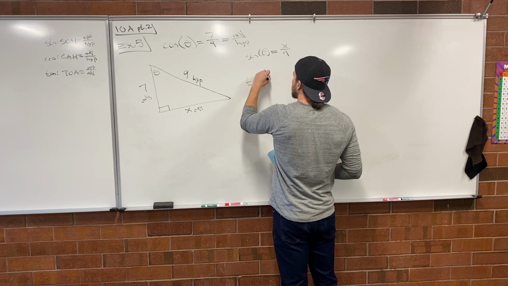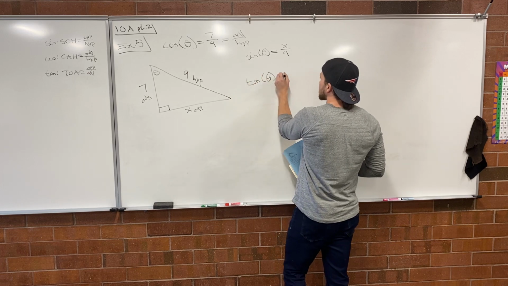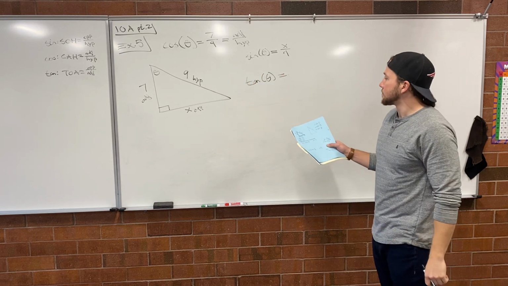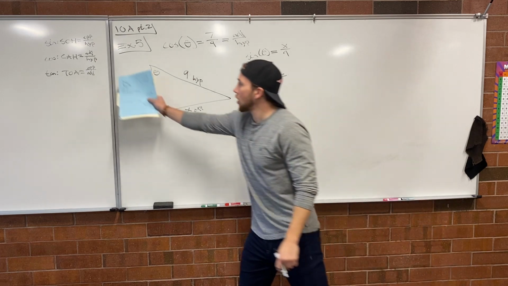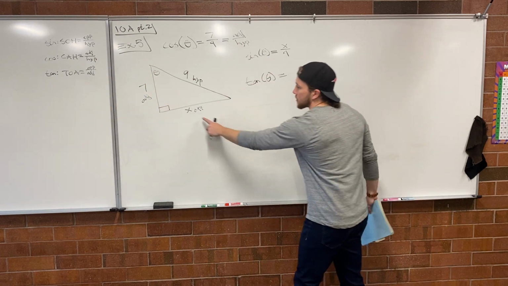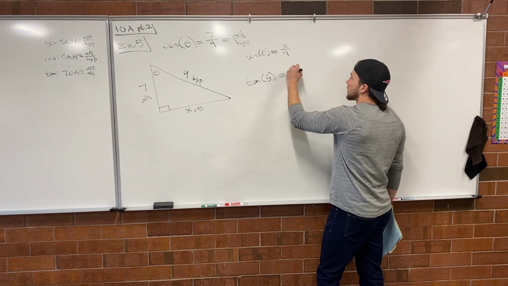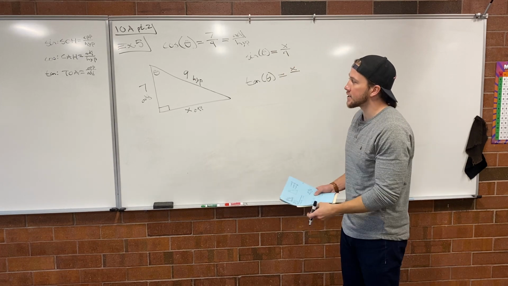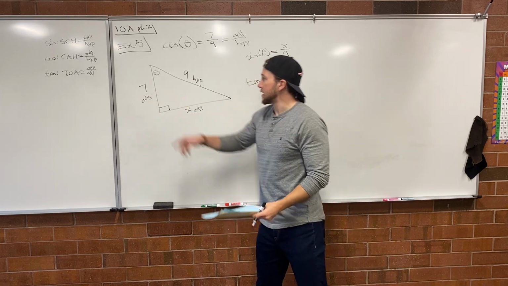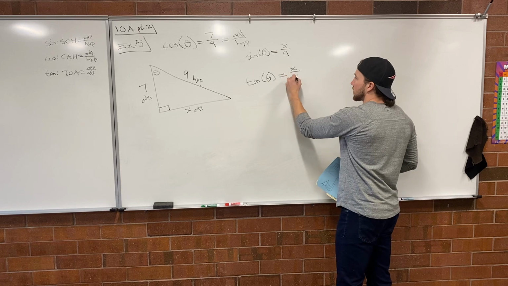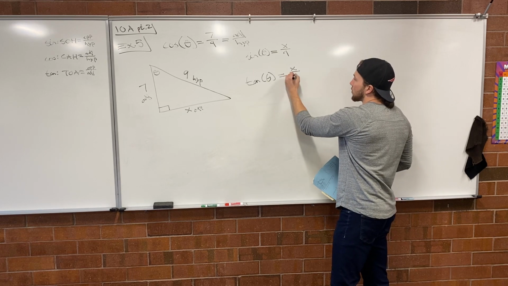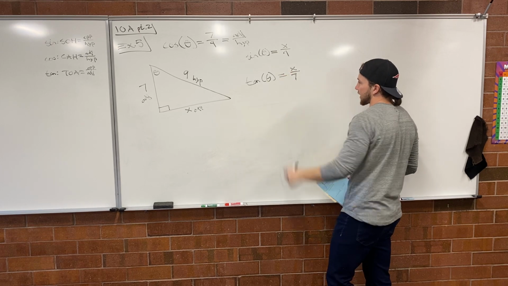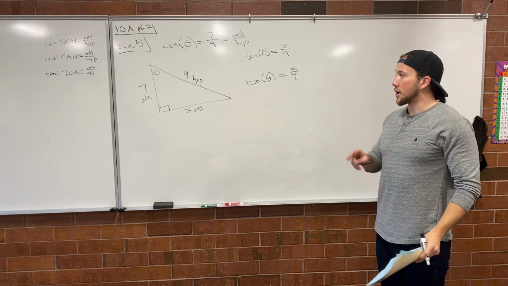We can find tangent of theta equals, well, that's opposite over adjacent. So again, opposite is x over adjacent is 7. Okay, so we're done with this example, but we're going to get a little crazy here for a second. And we're going to do 2 things.